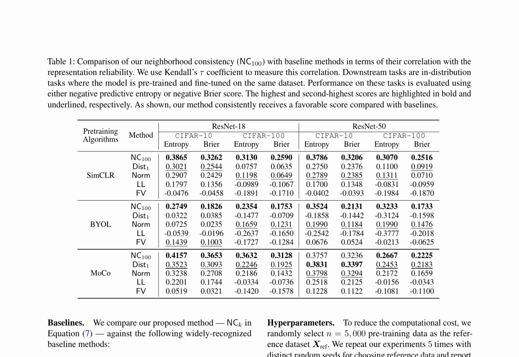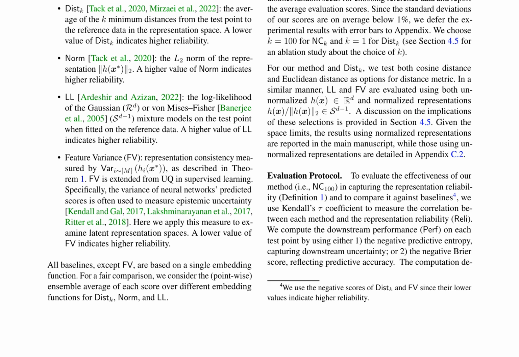downstream tasks. They use Kendall's tau coefficient to measure the correlation between each method and the representation reliability. The results, presented in Table 1, show that NC consistently outperforms the baseline methods in capturing the representation reliability. The authors also discuss the hyperparameters of their method, including the choice of K and the distance metric used. They provide an ablation study on the choice of K and discuss the implications of using different distance metrics and normalized, unnormalized representations. The authors conclude that their proposed method, NC, provides a reliable measure of representation reliability and can be used to evaluate the uncertainty of deep learning models.